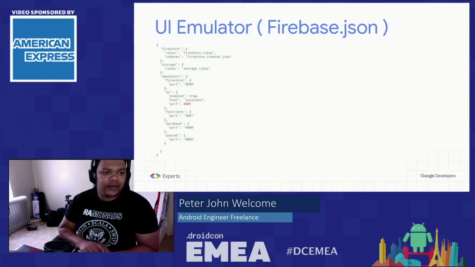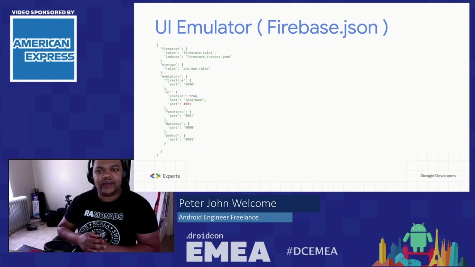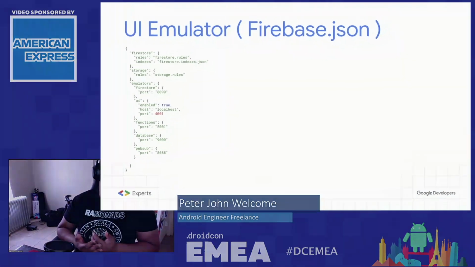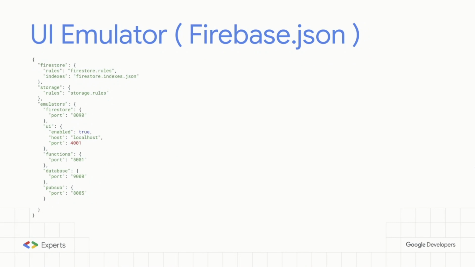Something that you could do also is that the emulators run on specific ports. I think the normal emulator for Firestore runs on 8080. You can see I've changed it to 8090. So inside of your firebase.json, if you have anything running on any of these ports, like a Docker container or something like that, that is default to Firebase, you can actually go and change the ports to whatever you want inside your firebase.json file.